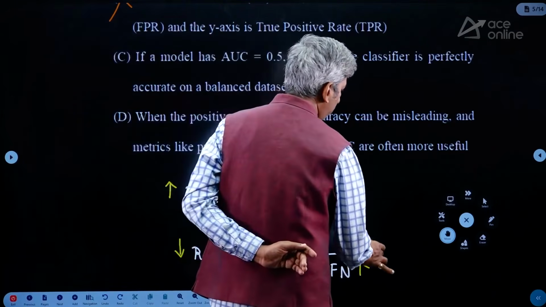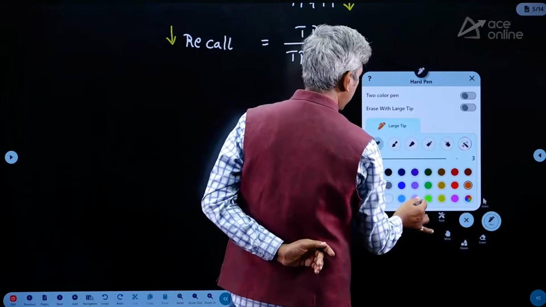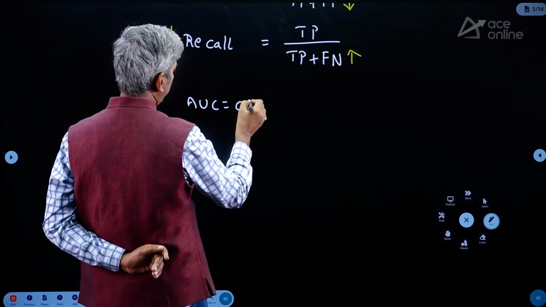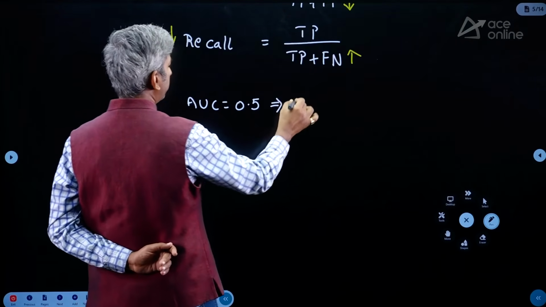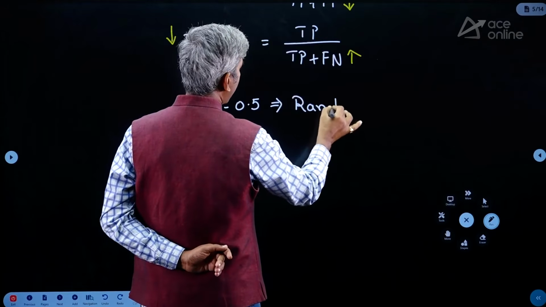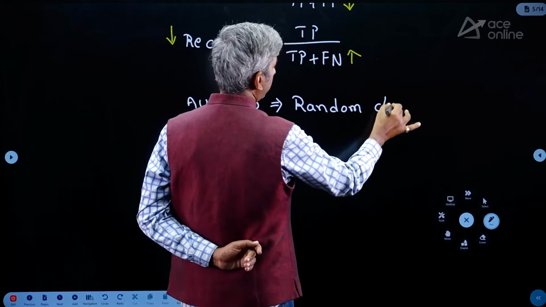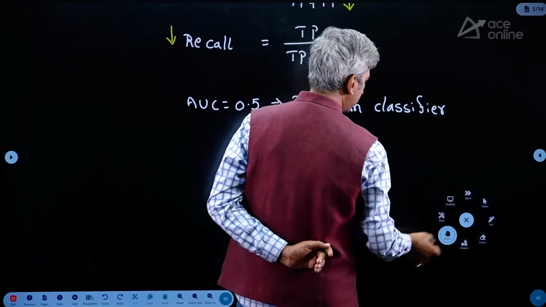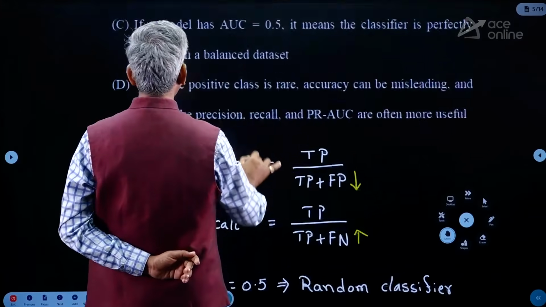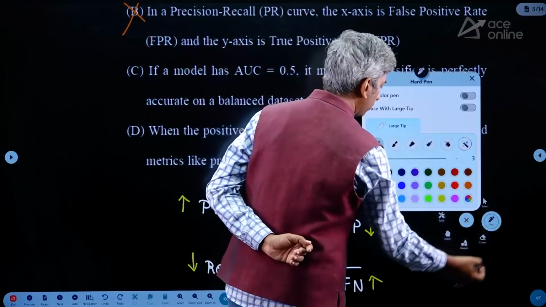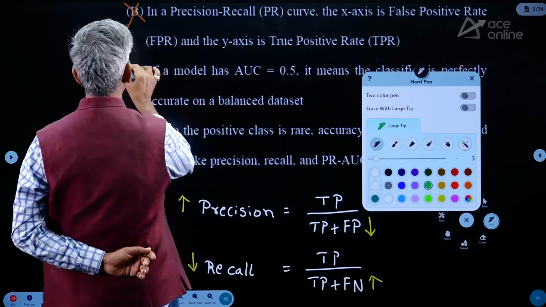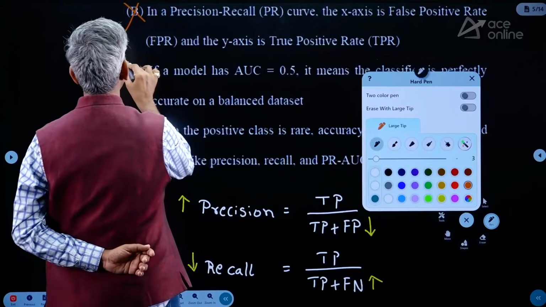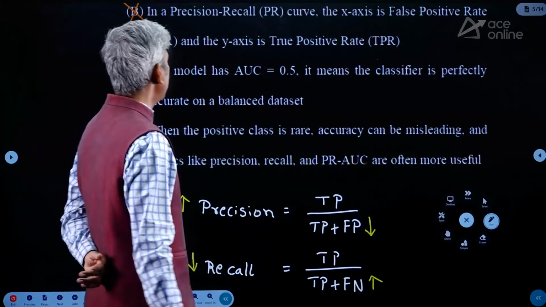AUC equal to 0.5 gives a random classifier, such that option C is also an incorrect statement. Option D.